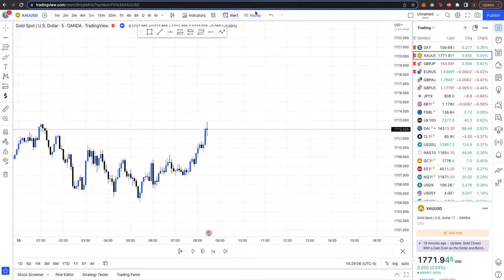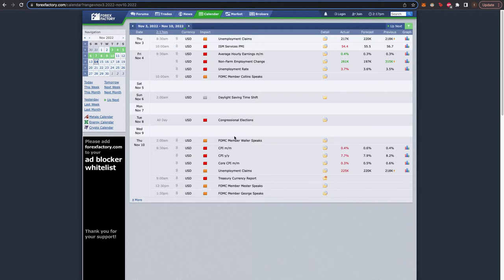So you can use a tool like Forex Factory, right? And Forex Factory here details essentially all the major news releases for a given week, right? So on the Thursday, the 10th of November here, you can see we had CPI data at 8:30 a.m. New York time. It's red folder news.